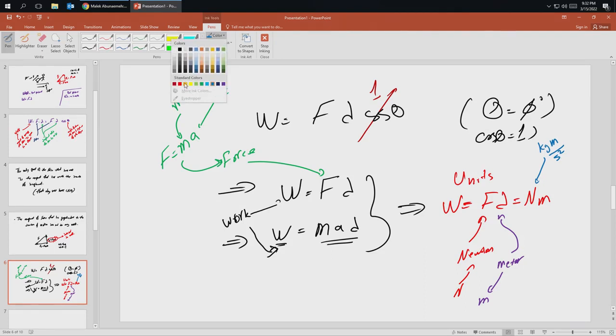So we can actually substitute that in here. In this case, it would be kilogram meters squared per second squared. And this, ladies and gentlemen, would equal something called, let me go ahead and draw an arrow over here, a joule. And we give it a big letter J.